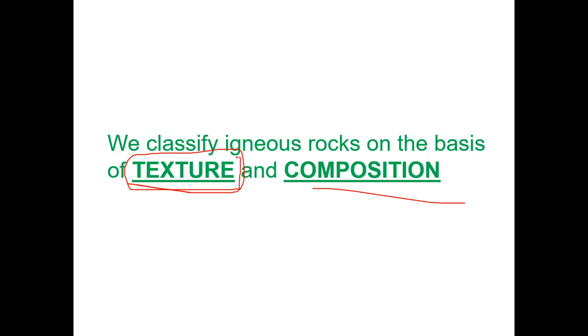So are they all big grain sizes, like all big crystals, or are they all small crystals? Is there a mix? Is there maybe like a lot of small crystals, a lot of big crystals? So anyway, we're gonna classify that. That's called texture, and that's how we're gonna classify igneous rocks. We're also gonna classify them on the basis of composition. That's what the rock is made of in terms of elements.